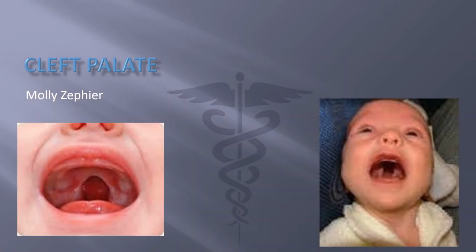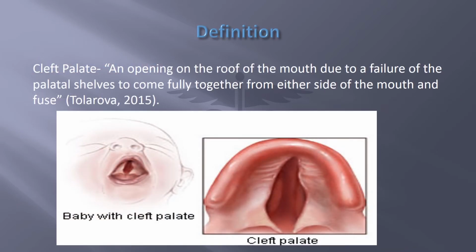So my PowerPoint is over Cleft Palate. Definition is an opening on the roof of the mouth due to failure of palatal shelves to come fully together from either side of the mouth and fuse. So I just have a picture of a baby with a cleft palate, how it would look.